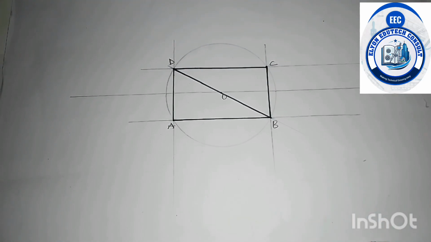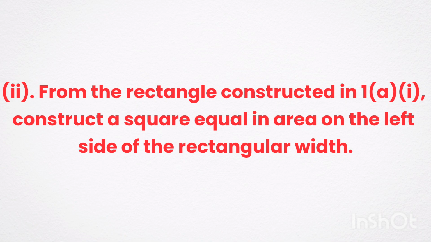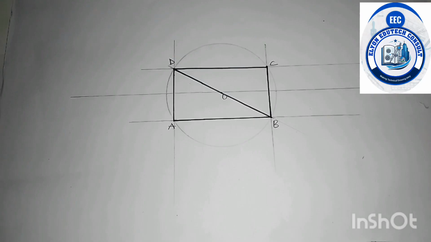Now we move to the second part of the question. The second part of the question says from the rectangle constructed in 1A Roman figure 1, we are to construct a square that is equal in area on the left side. Now the left side, we have to choose the left side, which is this way, not this way, the left side. So all I'm going to do here, we are going to construct the square equal in area on the left side of the rectangular width. So this is the left side.